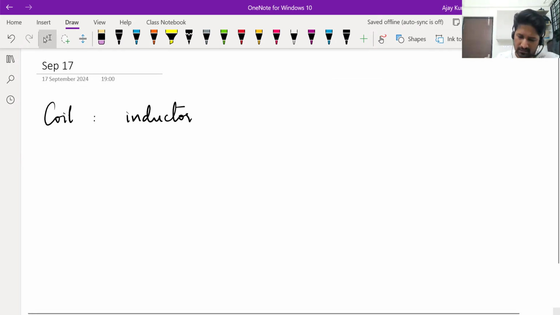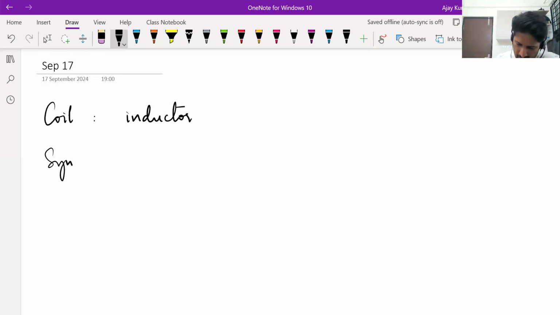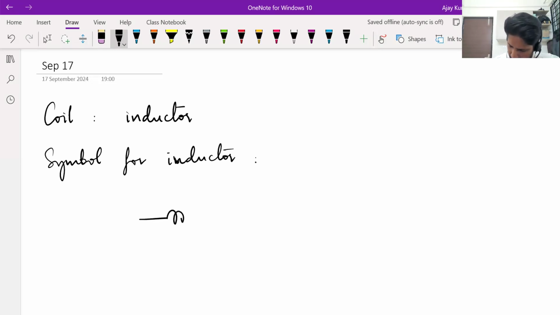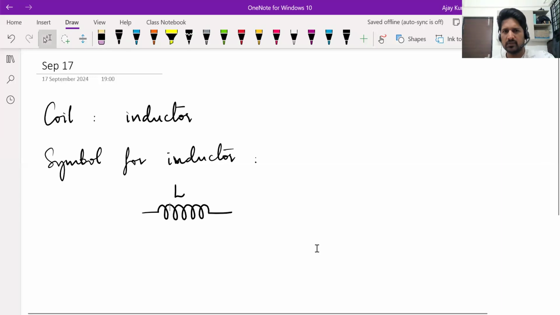Fine. The circuit symbol for an inductor is this, just a spring. Okay. Now, how many turns you keep is your choice. Fine. Let me draw it neatly. Right. So this symbol represents an inductor, basically a coil.